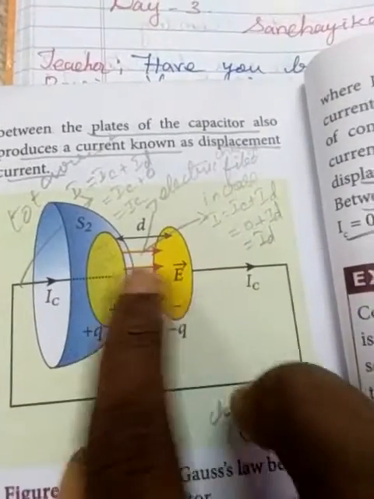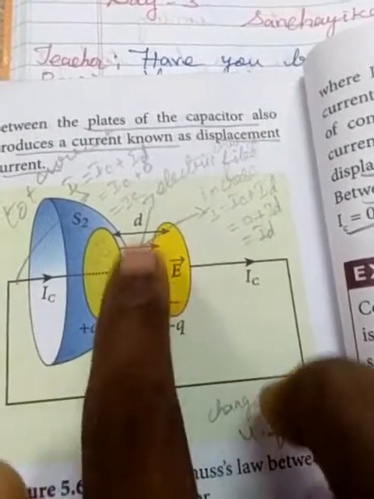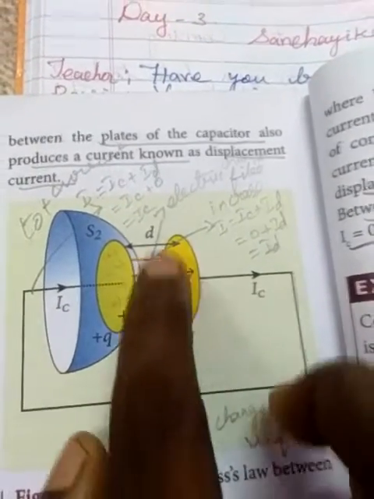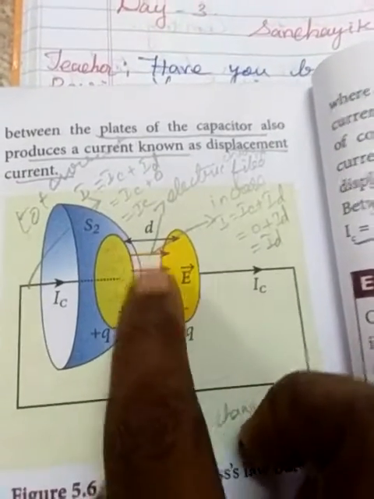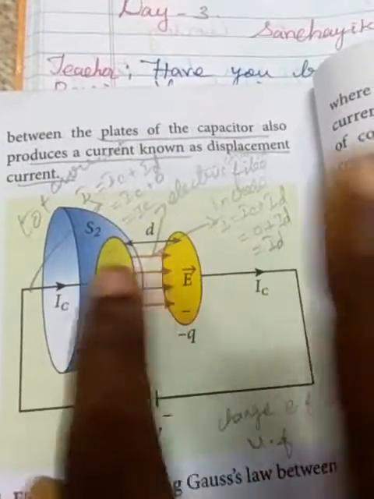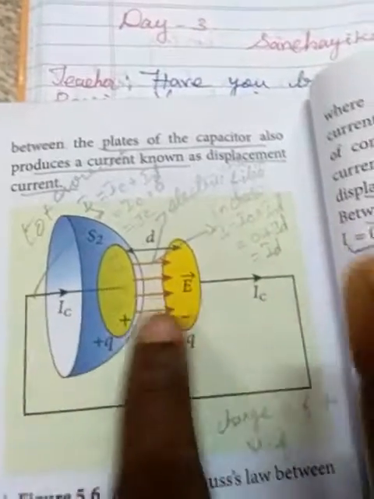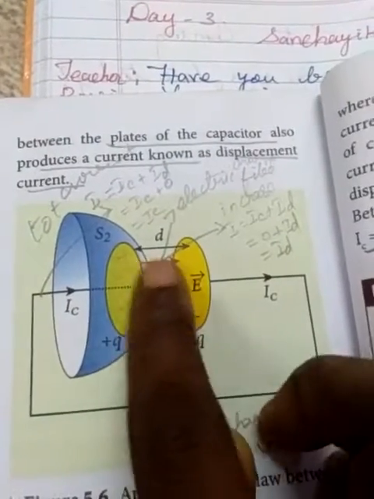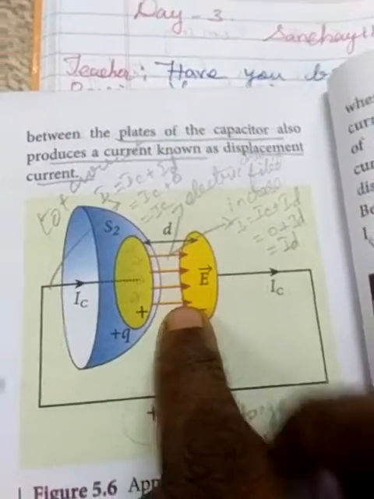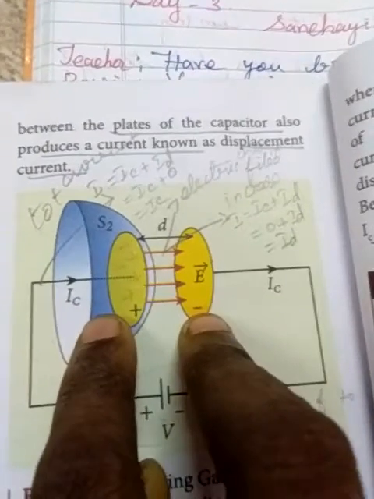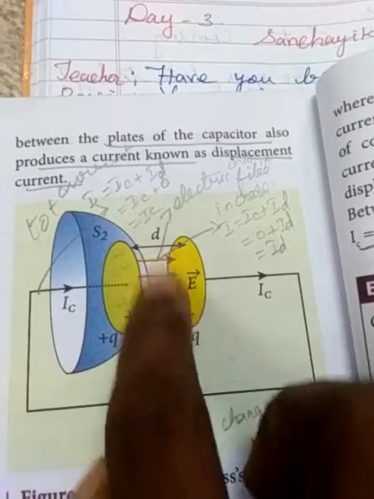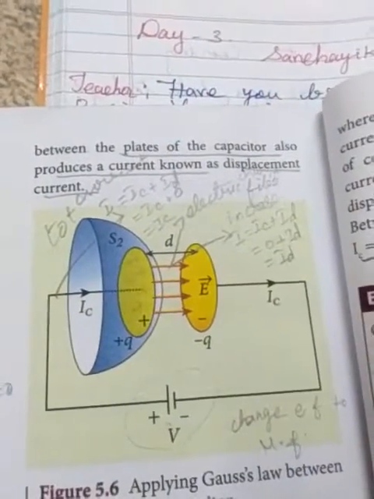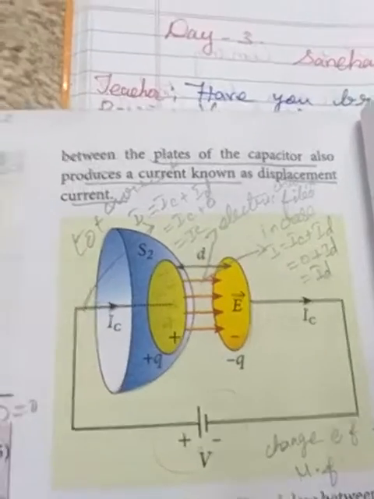Between the two plates there is an insulator material, as I already told you. So here it makes the electric field increase. When the electric charges increase on both plates, electric flux is created in the gap between them. Electric flux is created.